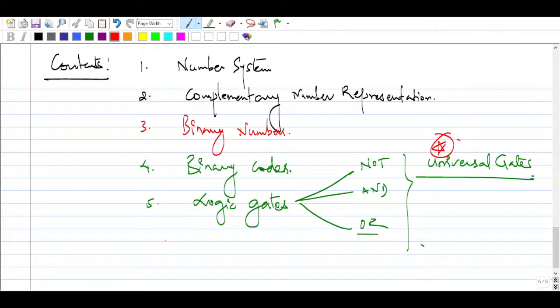Then we will talk about Boolean algebra. So these topics are very simple and very easy to understand. You can expect questions from universal gates like NAND and NOR. And then we will talk about SOP and POS form representation. This is the seventh one: SOP, sum of products, and POS, product of sums. And the graphical method we will talk about, that is the minimization technique.